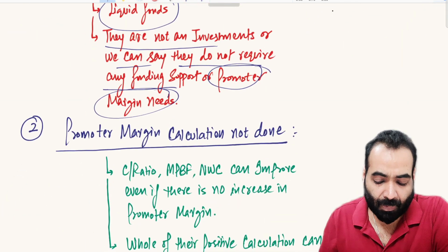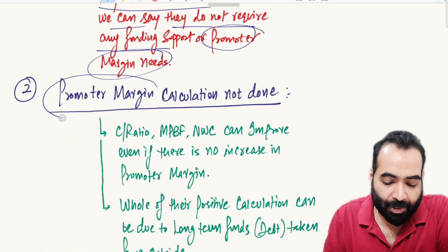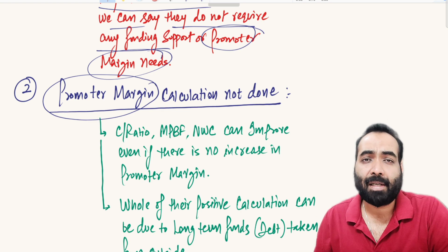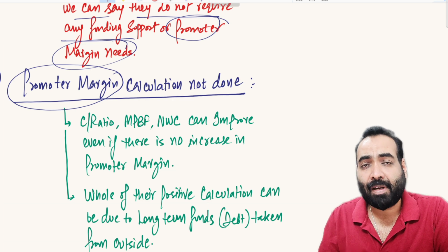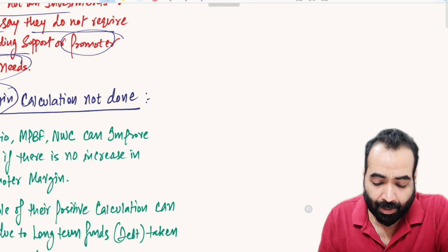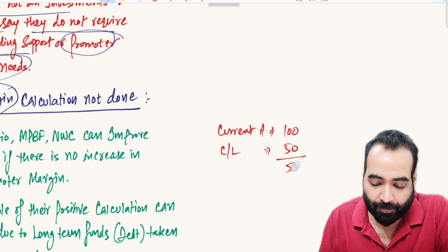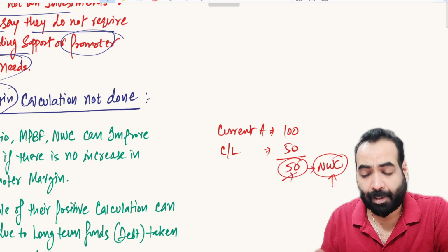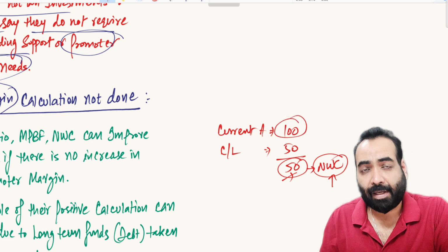The second disadvantage here is the promoter margin calculation is not done. I have already explained to you in previous videos why promoter margin is important in the business. But these ratios do not consider anyway the promoter margin. Suppose the current assets are rupees 100, current liabilities are rupees 50. The difference of rupees 50 represents the NWC. This represents, as I have already told, the long-term funds invested in short-term assets, in current assets.